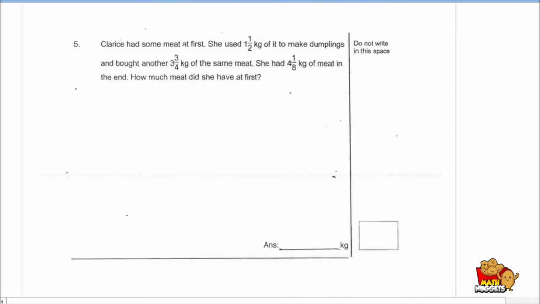Question 5 is working backwards. We want to find the amount of meat that she had at first. So we start off with what she had in the end, which is 4 1/8. And she bought 3 3/4. So I'm working backwards. So remember, when you work backwards, you do the opposite of what the question says. So if she bought 3 3/4 kg, we will take that away.